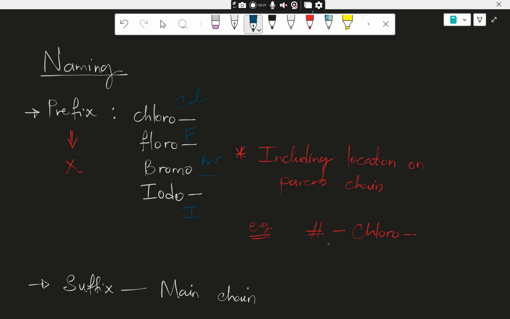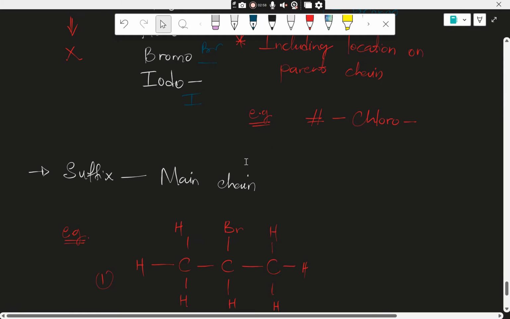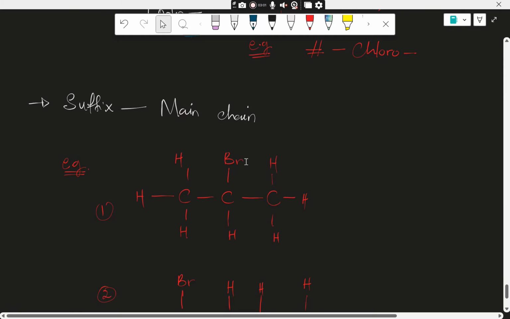If it's on the first carbon atom, you will say 1-X, where X will be your chloro, fluoro, bromo or iodo. So let's say it was bromine. It will be something like 1-bromo. This means that your bromine is on the first carbon. It could be two, three or four. That just shows the location, so that's how you name them. And then at the end, the suffix that will come is your parent chain.